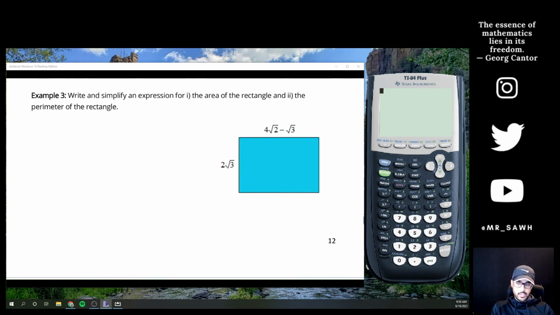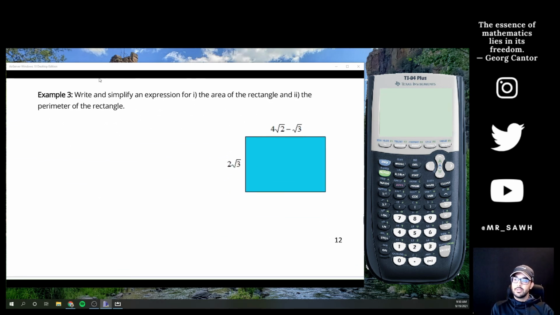We'll talk about a couple. Okay, so this is good. We'll talk about this one here too. It says write and simplify an expression for the area of the rectangle and the perimeter. We won't do area, just because we'll do multiplying in a future video, so I'm going to save that one. But if you want to try multiplying, I'll have it in the key. We'll just talk about perimeter here because I can do that with addition.